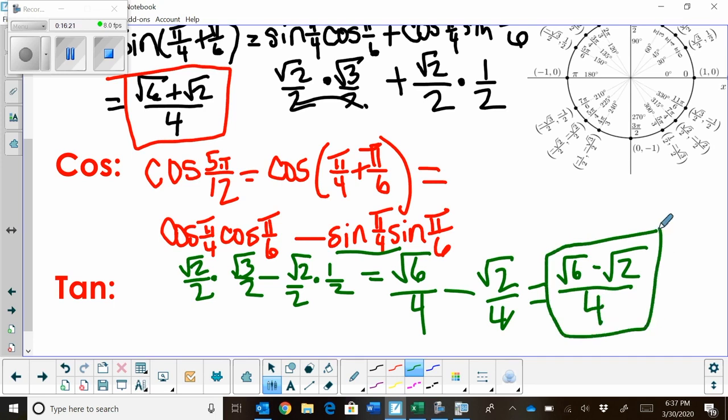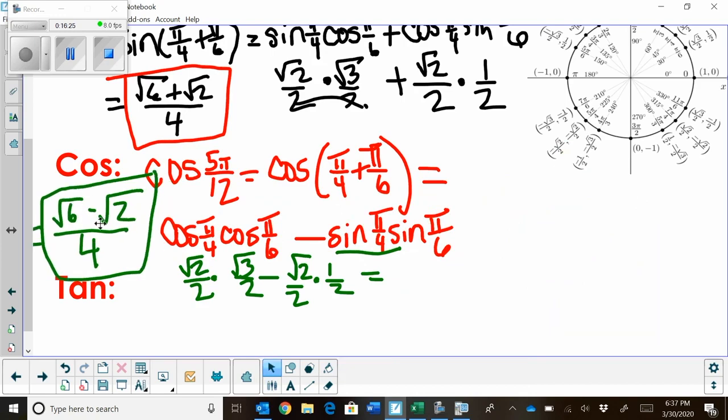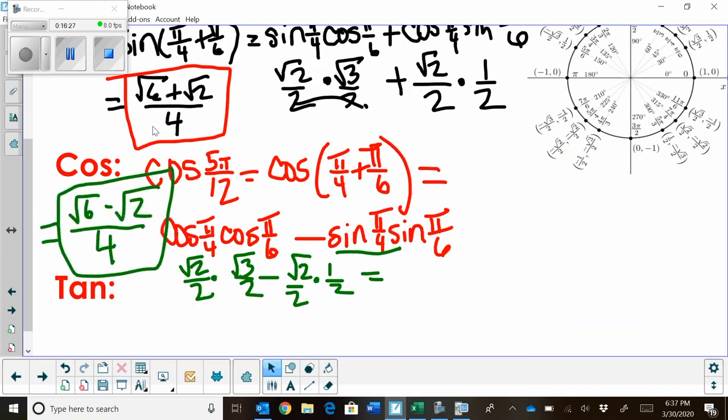So as we said earlier, we can't simplify that, but I want you to notice these two answers. They're very similar. One's addition and one's subtraction. It just ends up that way. There's always a little pattern to those.